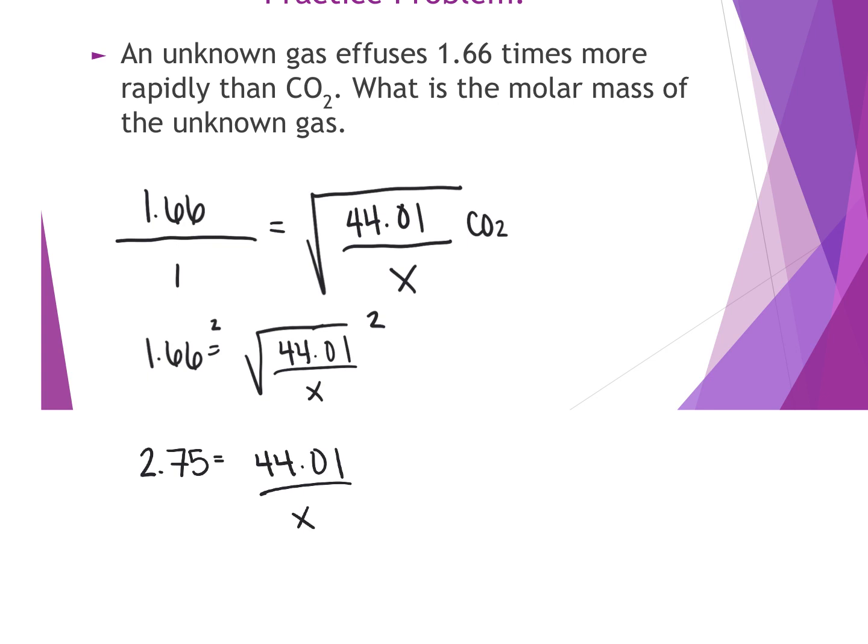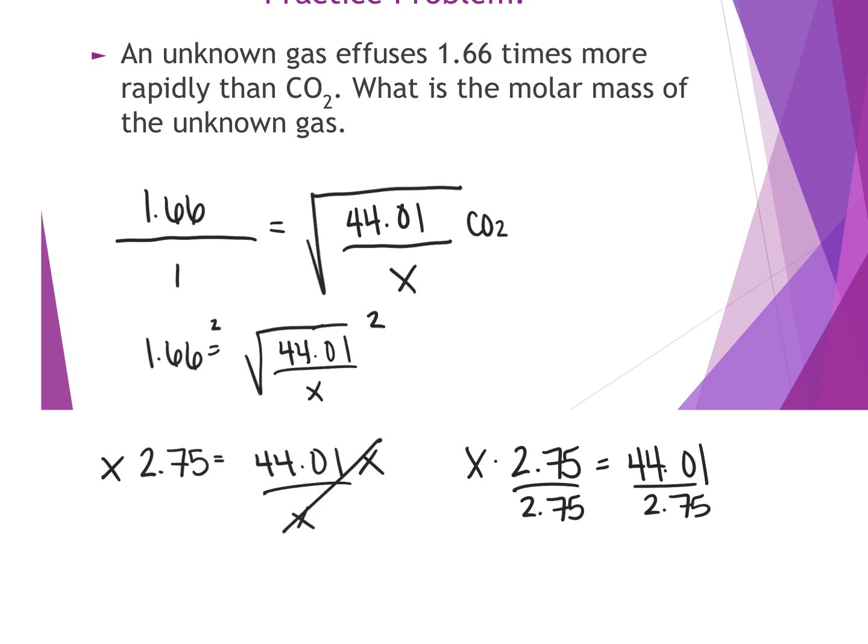Okay, so 2.75 is equal to 44.01 over x. All right, how do we bring x up to the numerator? Okay, so multiply both sides by x. All right, so then we have x times 2.75 equals 44.01. Okay. How do we get x by itself? Okay, so divide both sides by 2.75. Okay, what does x equal?